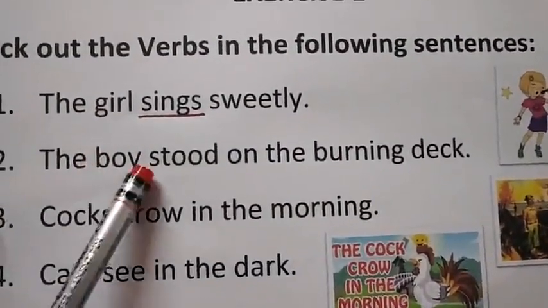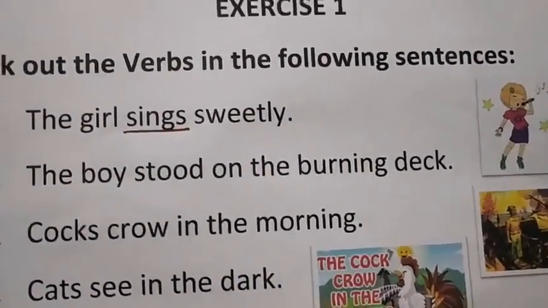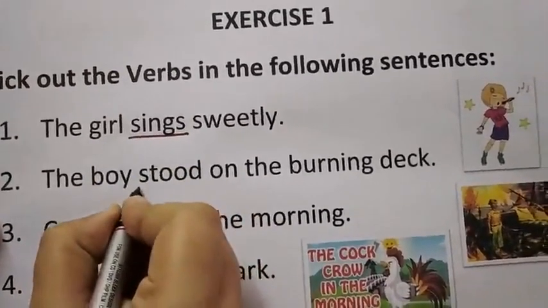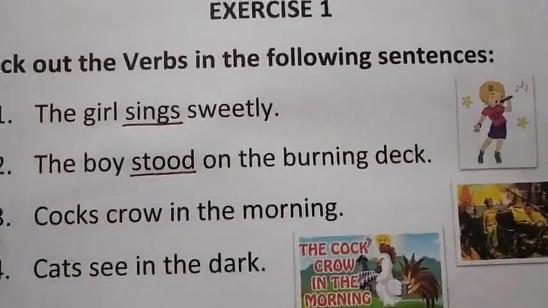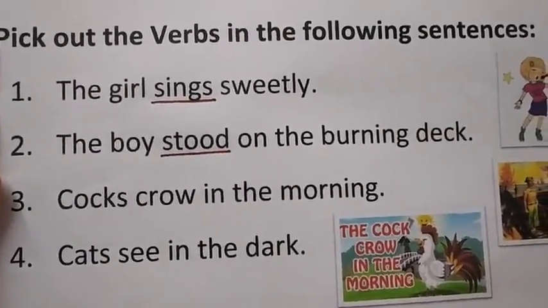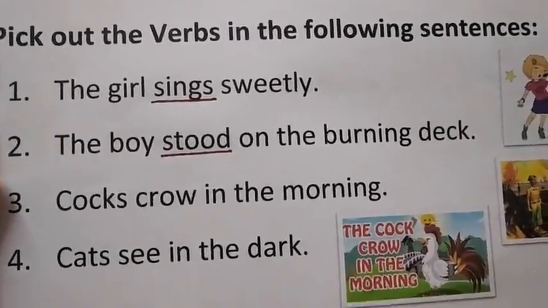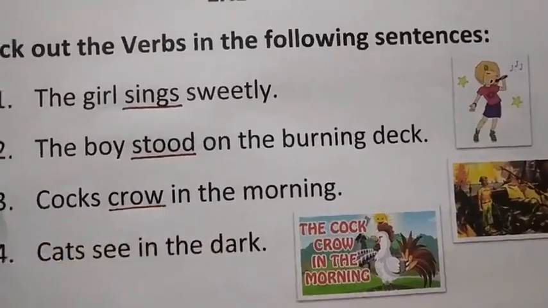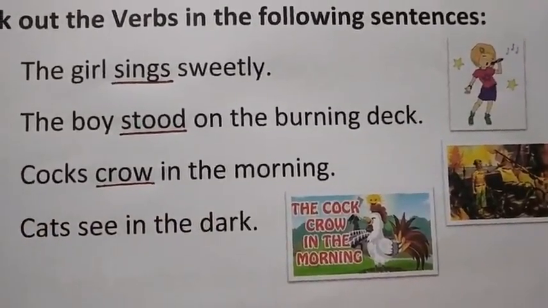Secondly, the boy stood on the burning deck. What is the verb here? Stood, as the boy is performing some action, which is stood. Cocks crow in the morning. What are cocks doing? What is the action here? Crow. It's this sound. The answer is crow.